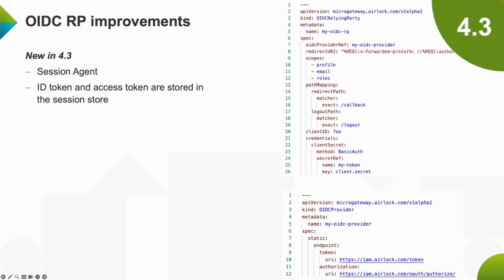We have made some improvements in our OIDC relying party integration. Microgateway version 4.2 had the limitation that the ID token and access token are sent to the client in a cookie. These limitations are not ideal from a security point of view and have been resolved in the new version.